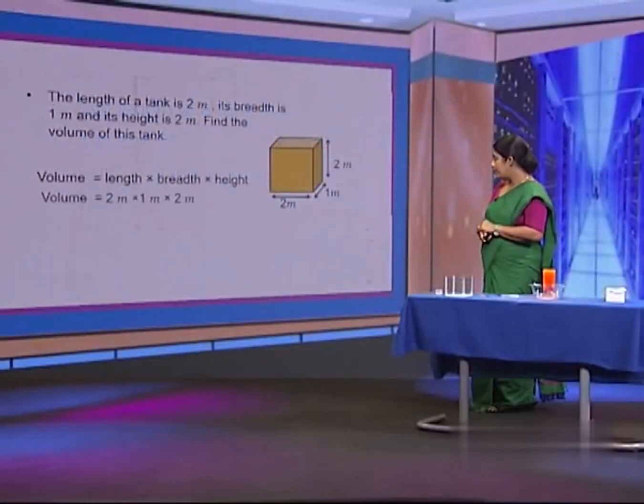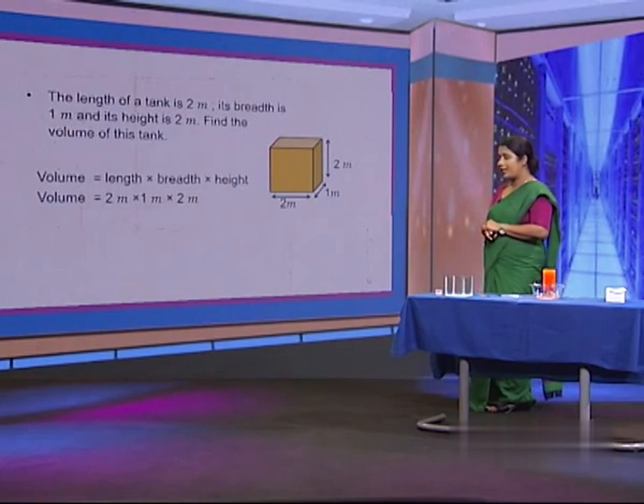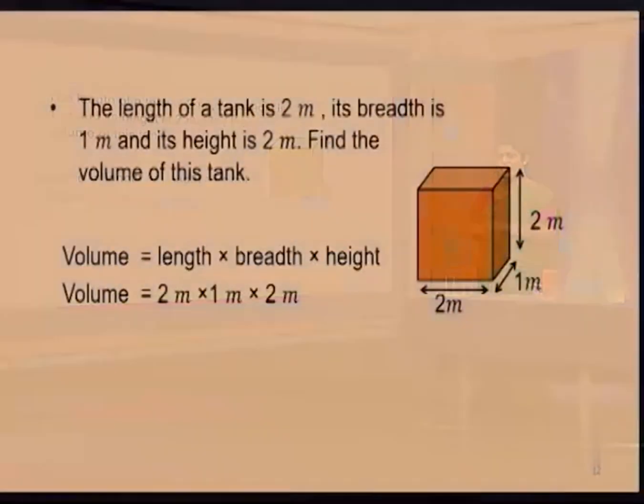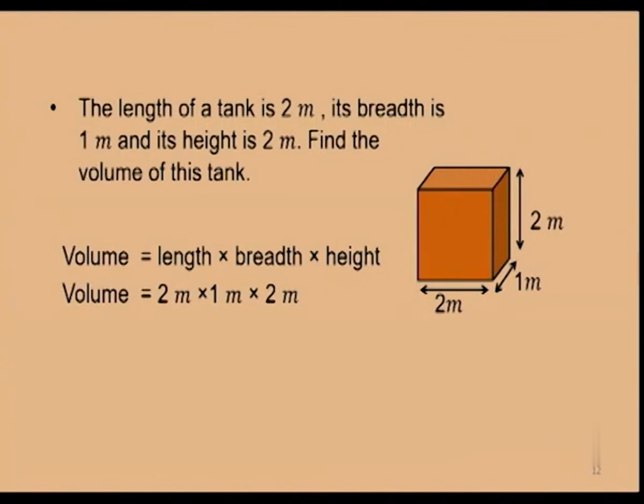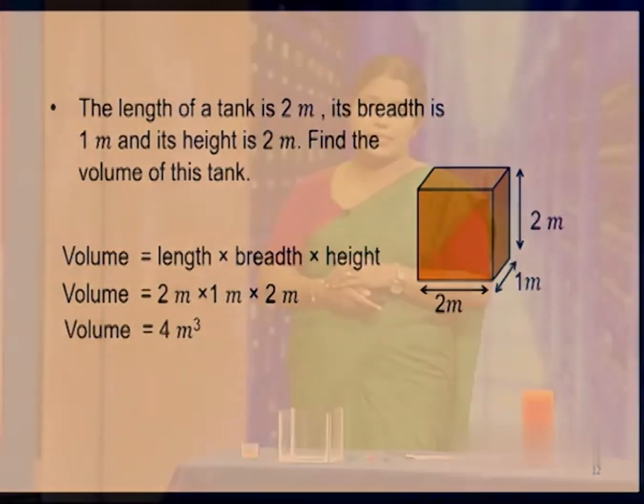Okay, let's substitute the values. Length is 2 meters and breadth is 1 meter, height is 2 meters. Tell me, what is the measuring unit of volume? Yes, all the three measurements are in meters. So, the measuring unit of volume is cubic meters. 2 times 1 is 2. 2 times 2 is 4 cubic meters. So, the volume of this tank is 4 cubic meters.